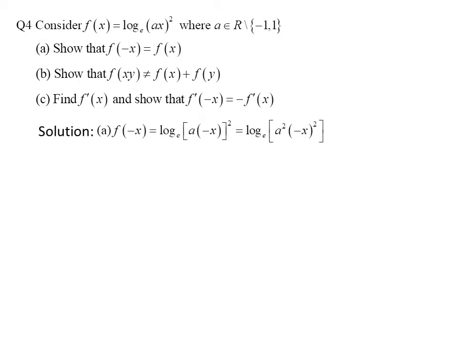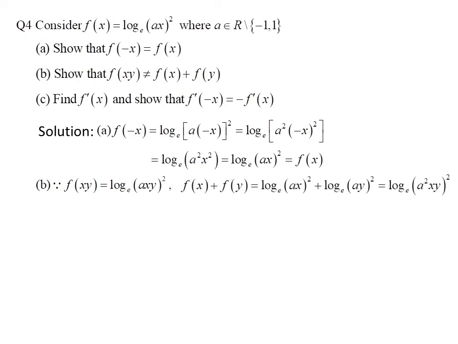Based on the rule of f(x), substitute negative x for x and proceed to simplify the expression. In this way, we have proved f(negative x) equals f(x). For question B, again, we substitute xy for x and proceed to simplify the expression. In the meantime, we also simplify f(x) plus f(y), and we find that they actually do not equal each other.